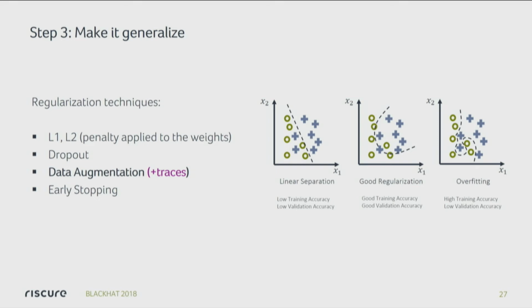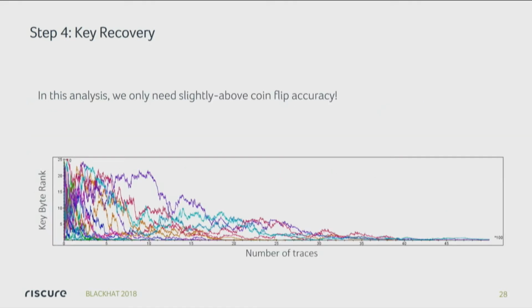There are other techniques like L1, L2 regularization, dropout, early stopping. Deep learning literature will talk about that in detail. And in the end, we again get these Hamming weight distributions over key byte values, and we can just run the key recovery as we've done before.